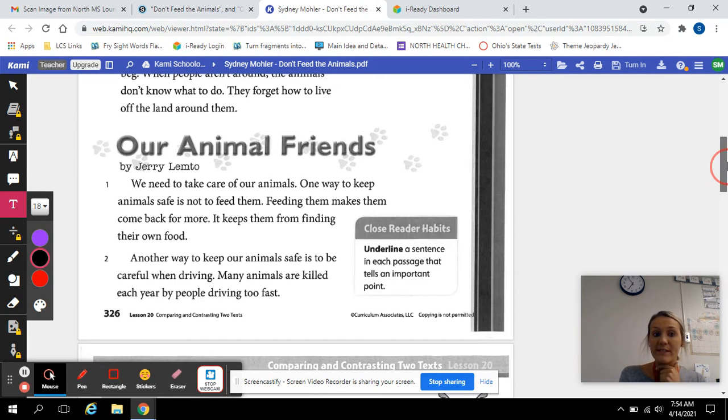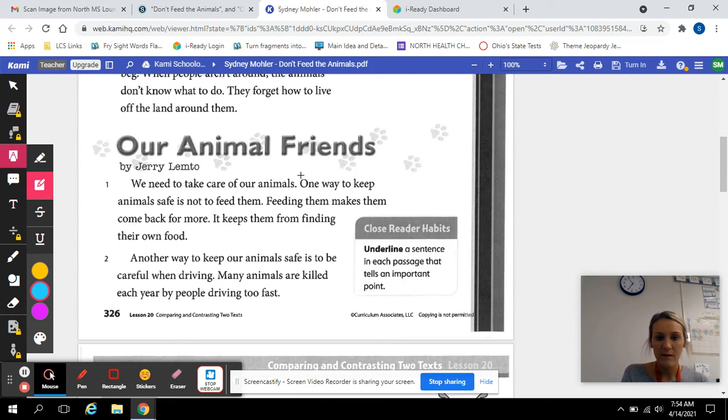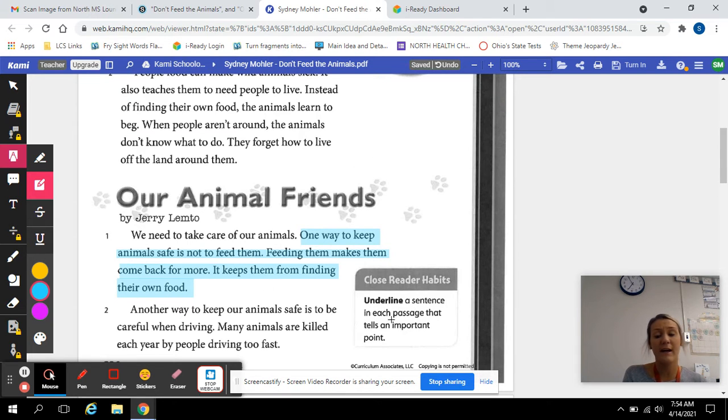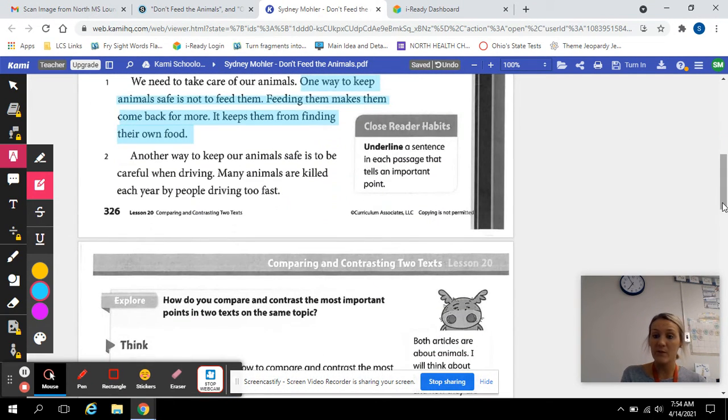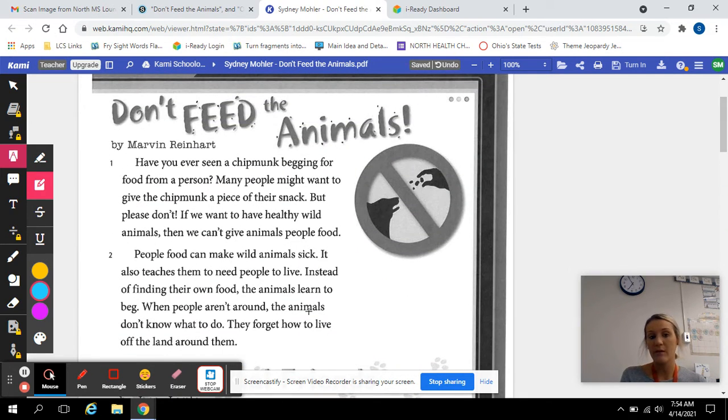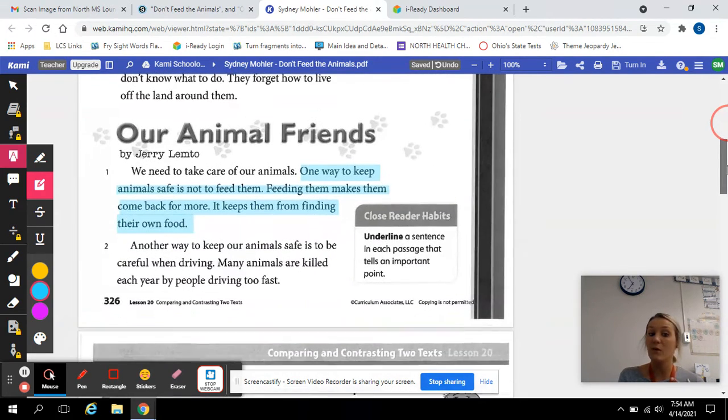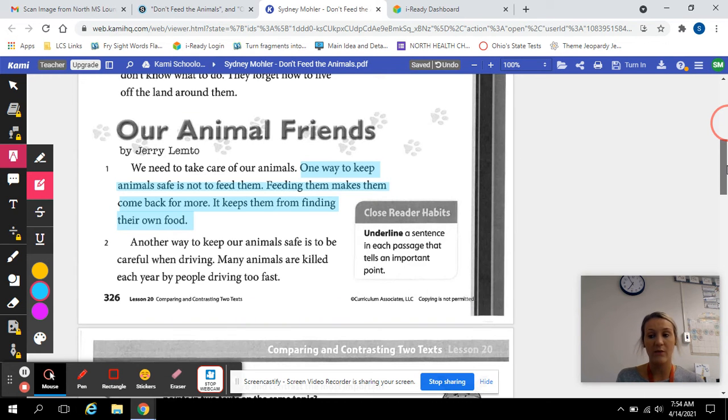All right, so I did see a similarity that I'm going to highlight. One way to keep animals safe is not to feed them. Feeding them makes them come back for more, and it keeps them from finding their own food. This was in both passages, okay? This passage talked about why not feeding them is safer, just as this one talks about it as well. This one had two different points, whereas this one only had one point about feeding them, and this bottom one talked more about feeding them and why we need to be careful while driving.